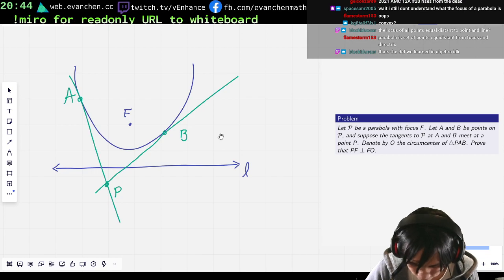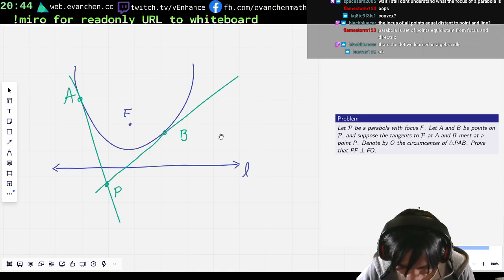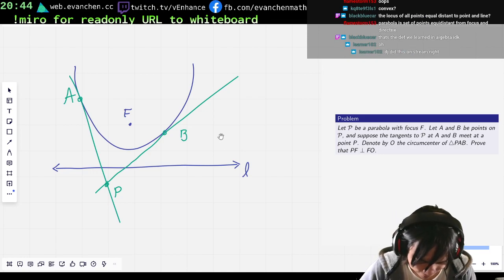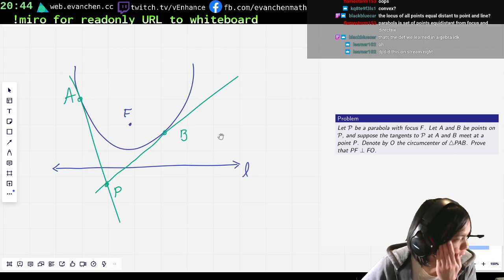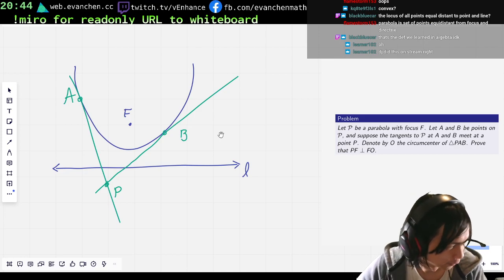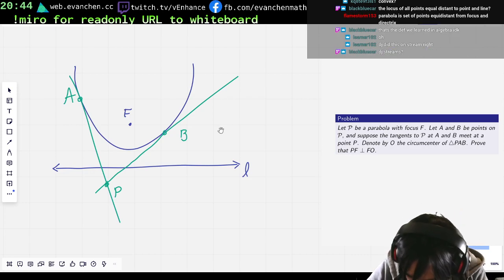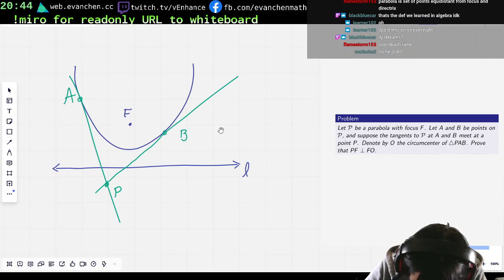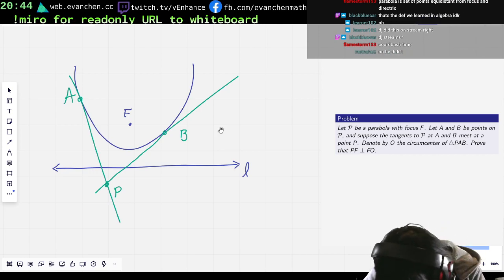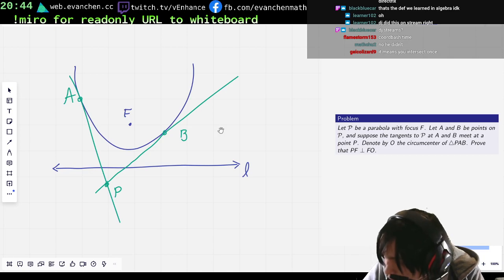What does it even mean to be tangent to a parabola? I don't actually know. How do I interpret that geometrically? Oh no. Okay, so O is the circumcenter of PAB, and I want to show PF is perpendicular to PO. O looks like it's here, so this picture is definitely wrong. That's not good. PF is perpendicular to FO.